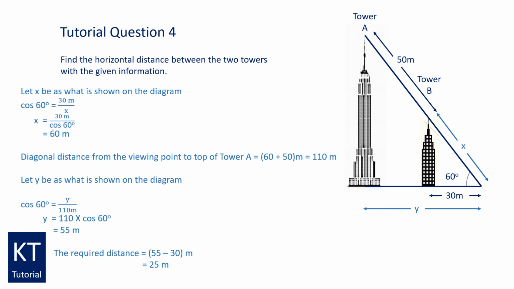This allows us to know that diagonal distance from the viewing point to the top of tower A is 110 meters. Next, we let y be as what is shown on the diagram. And again, we could apply what we know from trigonometric ratios to solve for y being 55 meters. The required distance is therefore 25 meters.